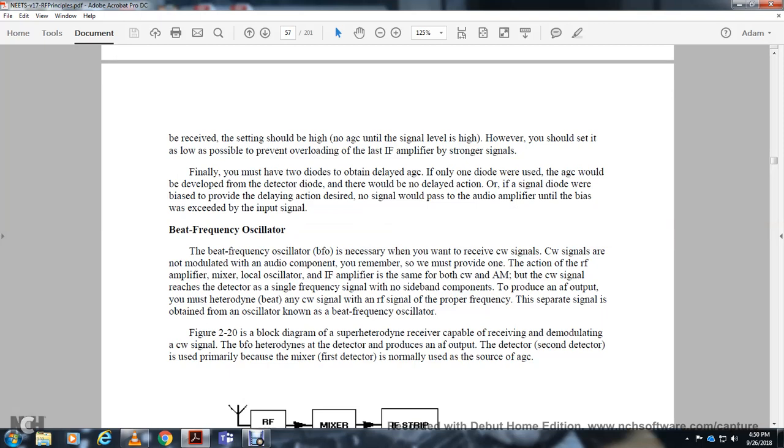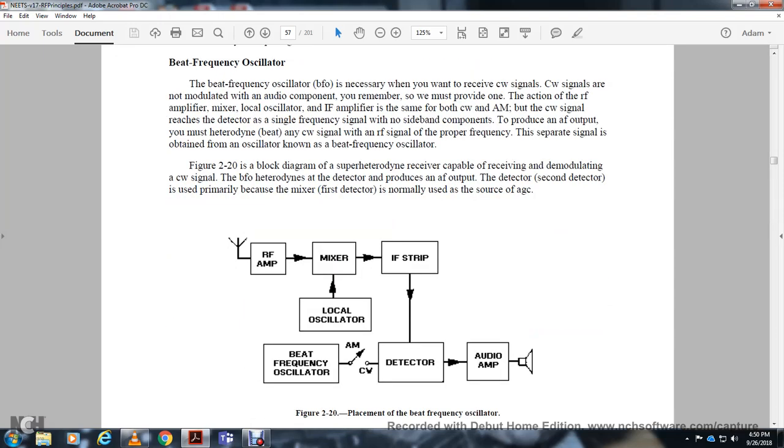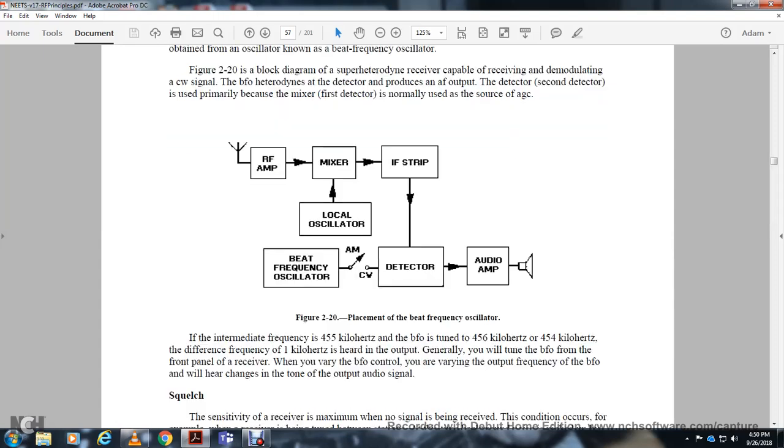the beat frequency oscillator heterodyning with the detector to produce the audio frequency. The second detector is used primarily because of the mixture with the first detector, normally with the sort of automatic gain control radio frequency mixture, the local oscillator, with the intermediate frequency strip, detector, the on and off switch between the beat frequency oscillator, amplitude modulation, continuous wave, and the detector going to the audio amplifier.